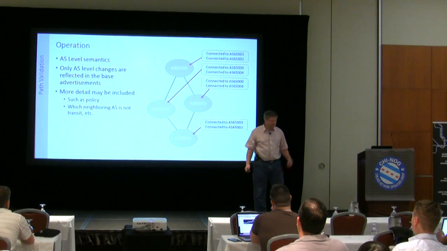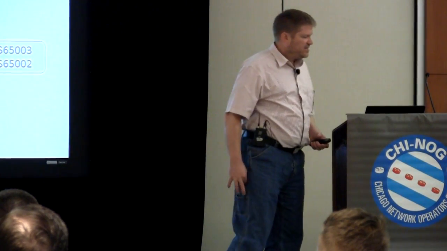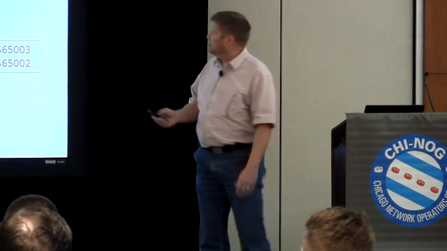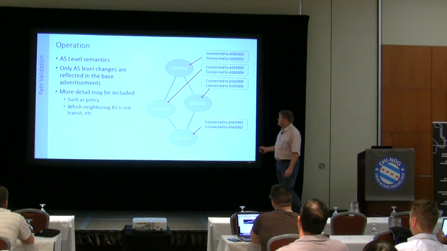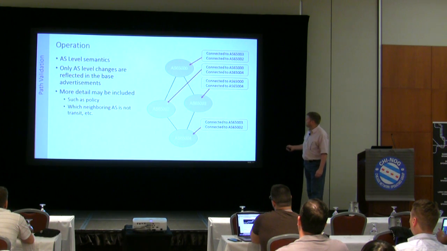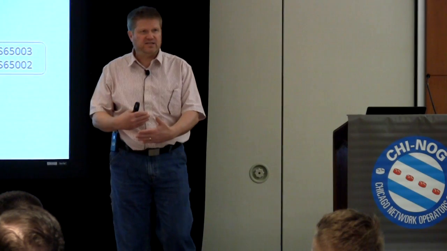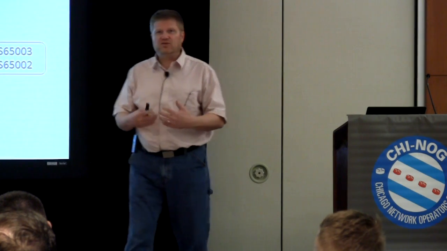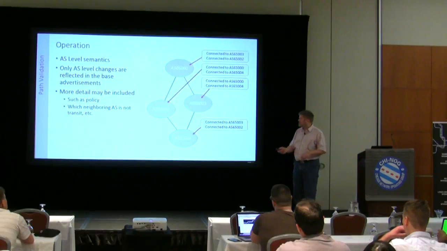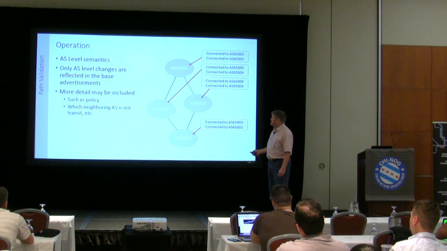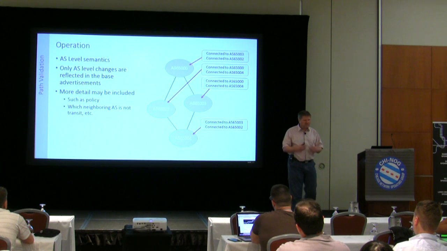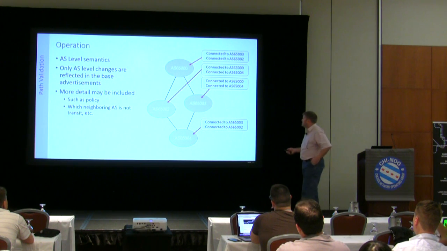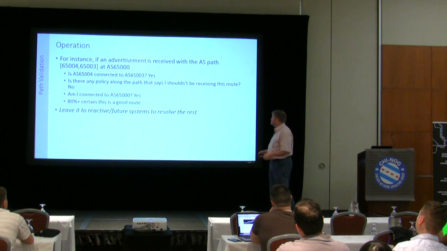So let's talk about a DAG, or directed acyclic graph. This is actually based on AS level semantics. Only AS level changes are reflected in the base advertisement. So what happens here is 65000 and 65002 advertise they're connected to each other. They do it through a certificate that's signed with their private key. And again, you use your public key from either RPKI or from some other system to do this. So you can actually include more detail in such a graph. There are kind of quasi-experimental implementations of this that include other information, which neighboring AS is a transit, which is not, etc.